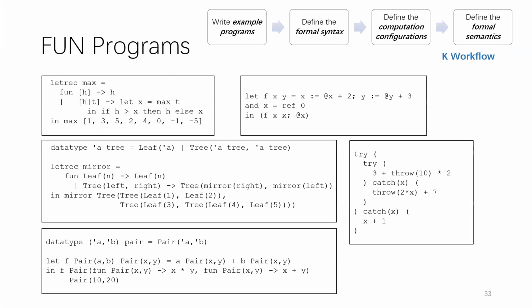So we'll follow the K workflow, and let's write down some example programs for Fun. So you've seen the first program. It defines the maximum function over a list. Let's look at the second program here.